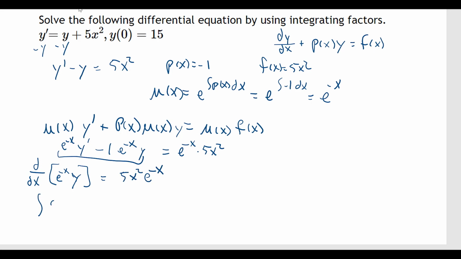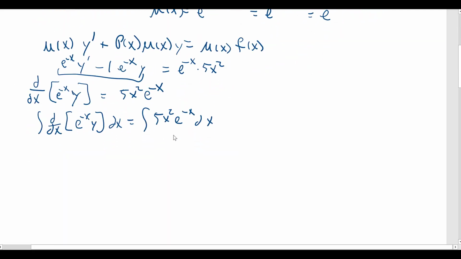And if we integrate both sides, it's the integral of 5x squared e to the -x dx. The left side just cancels out, and you get your e to the -x y equals, and then we're going to have to integrate this other part by parts. I was going to use, and I haven't really done this so much in any of the videos I've made, the DI method, where you do the derivative of one term and the integration of the other.